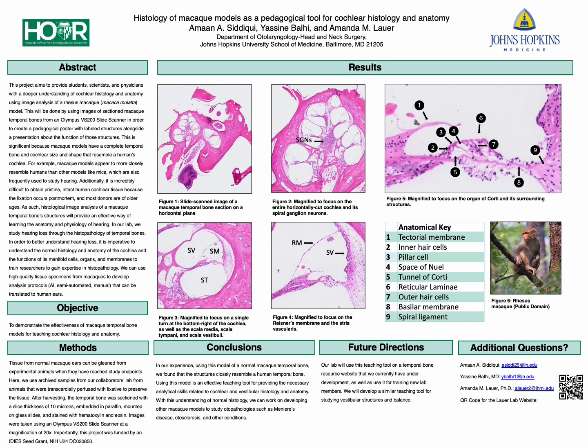In order to better understand said hearing loss, it is imperative to understand the normal histology and anatomy of the cochlea and the functions of its manifold cells, organs, and membranes in order to train researchers to gain expertise in histopathology. We can use high-quality tissue specimens from macaques to develop analysis protocols using artificial intelligence techniques, semi-automated techniques, or manual techniques, all of which can be translated to human ears.